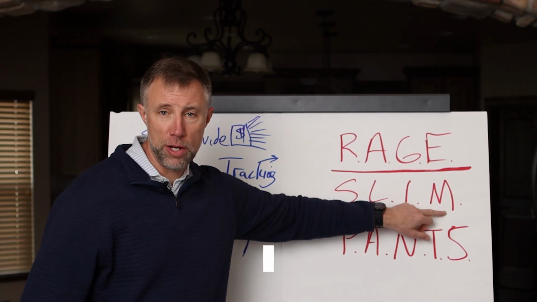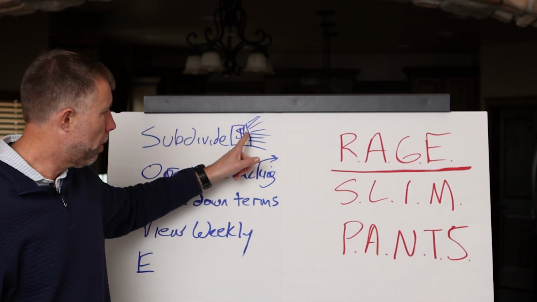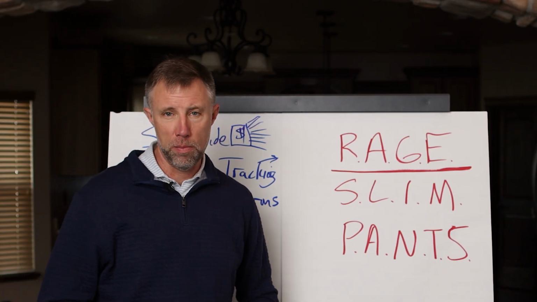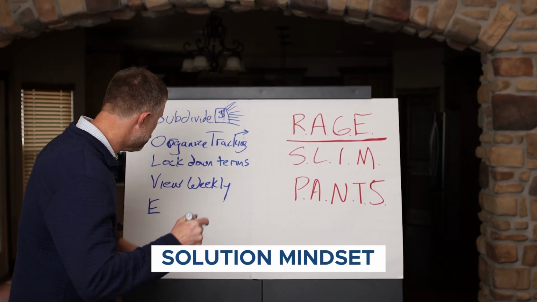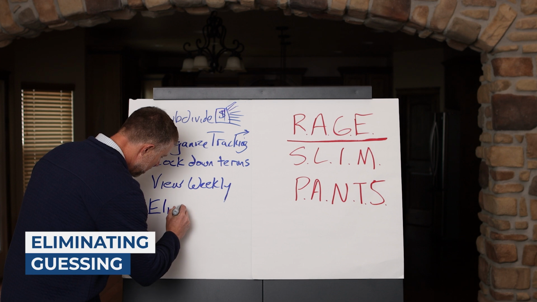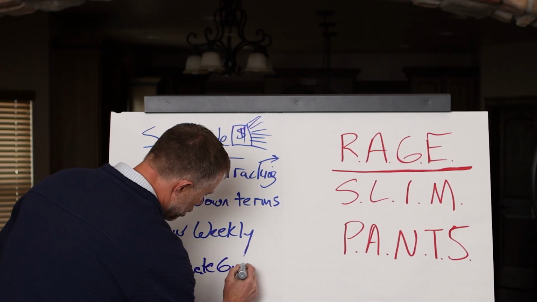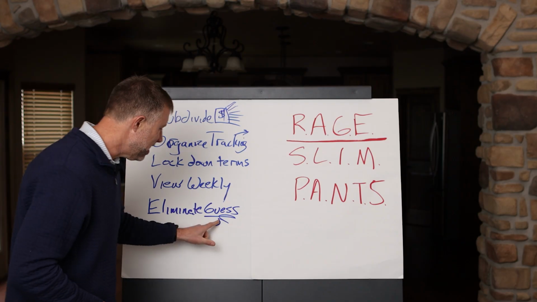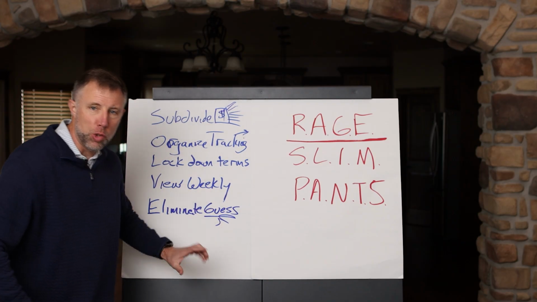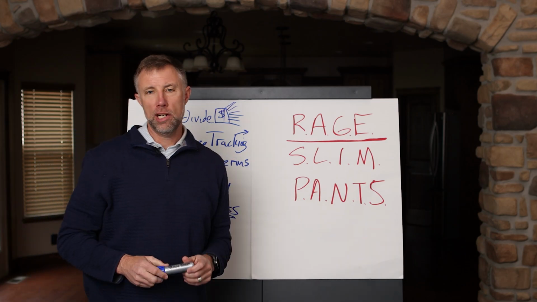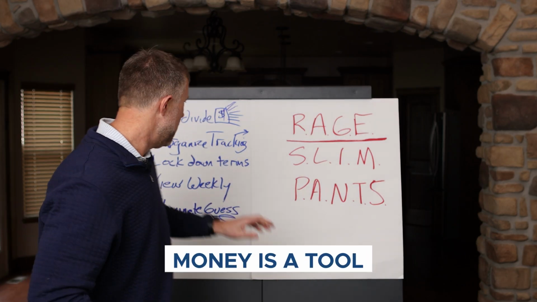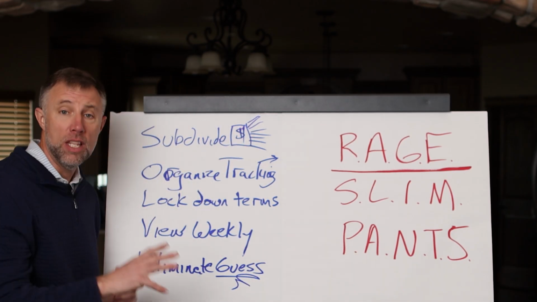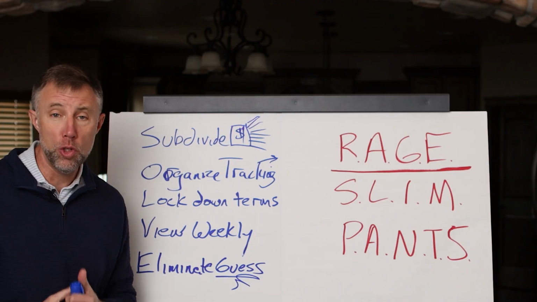And then you can have metrics around your SLIM P.A.N.T.S. to make sure you're looking at all this, or you're looking at subdivided bank accounts and particularly noting your accounts receivables and accounts payables. All that leads in our solution mindset to eliminating guessing. Too many business owners spend most of their days guessing over what they're doing every day. This is not a winning strategy, and this is what will propel you into cash flow problems. Remember, money is a tool. If you don't control money by setting up systems, then the money will control you, and you don't need to do that.